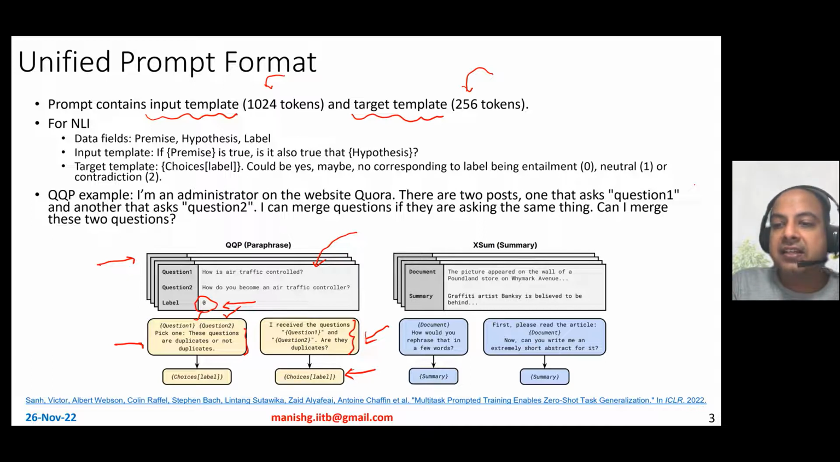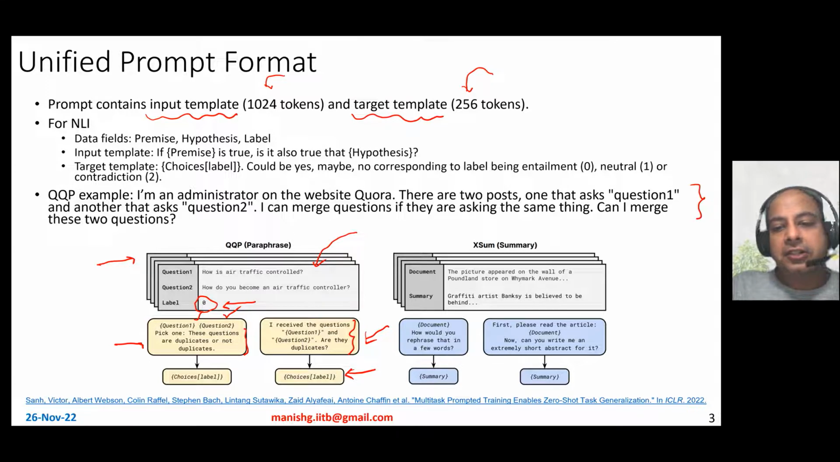In fact, here is another example of an input prompt for the same task. I'm an administrator on the website Quora. There are these two posts, one that asks question one and another that asks question two. I can merge questions if they are asking the same thing. Can I merge these two questions? Now, different wordings, different kinds of prompts, but the task is exactly the same.